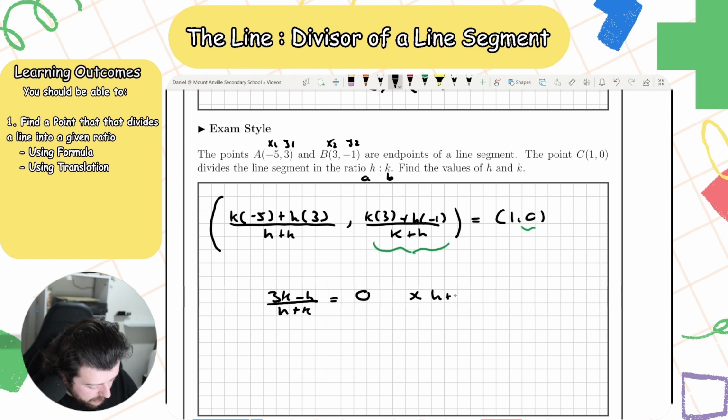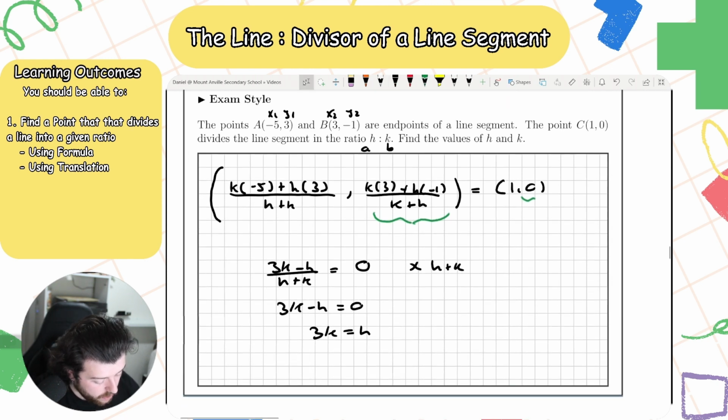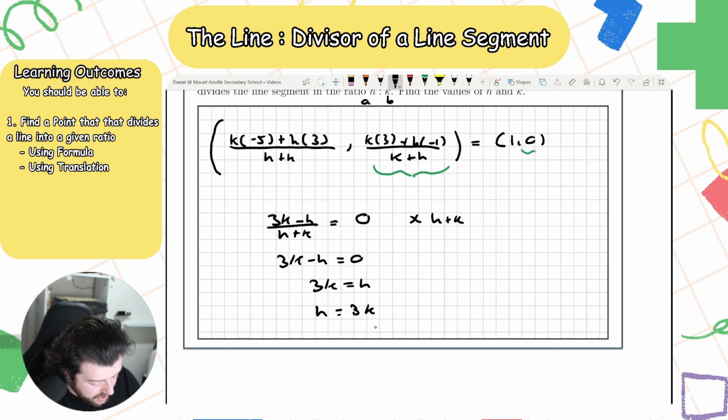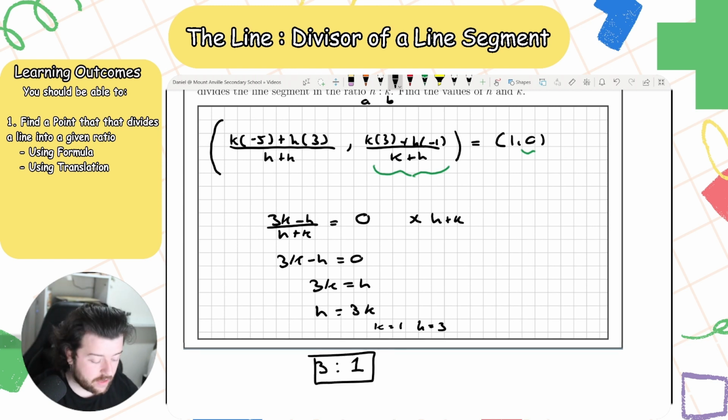Multiply both sides by h plus k. I'm just going to get 3k minus h equals 0. 3k is equal to h. So h is equal to 3k. So if I notice here, when k is equal to 1, h will equal 3. So the ratio for this is going to be 3:1.